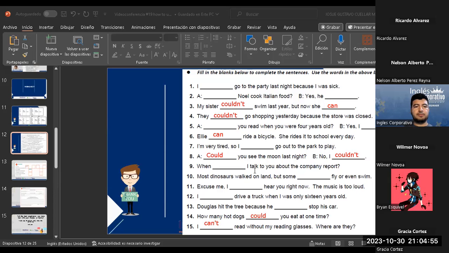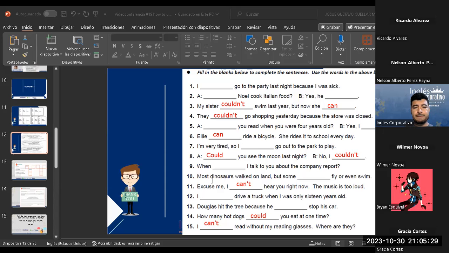Ok, teacher, the number 11 and 9. Ok, let's go with 11. The number 9. Oh, the number 11 is, excuse me. I can't hear you right now. The music is too low. Lo siento, no puedo escucharte ahora mismo. La música está muy fuerte. Thank you. And you said 9? Yeah. Okay.